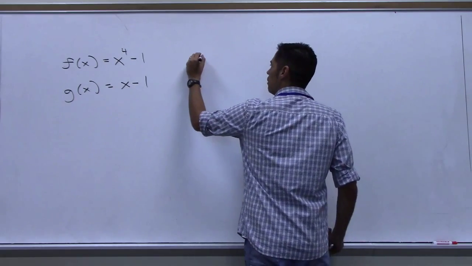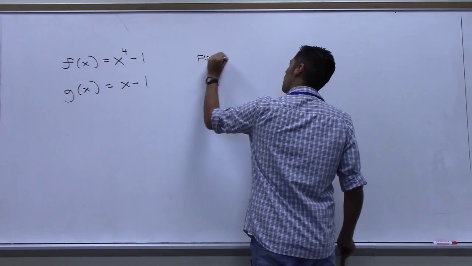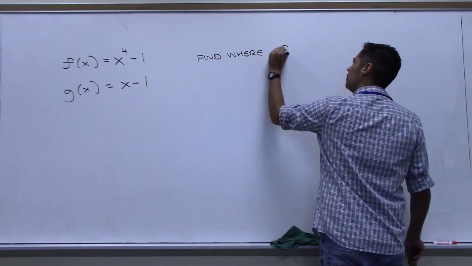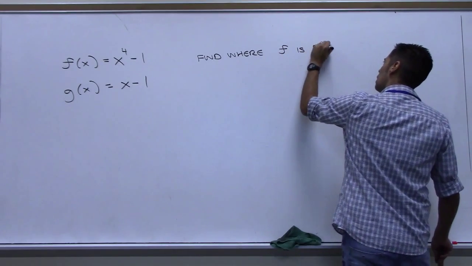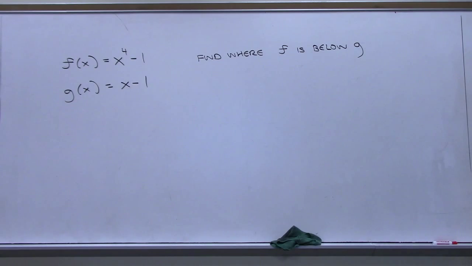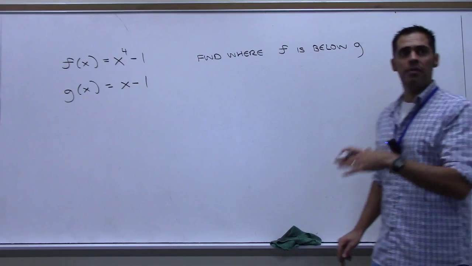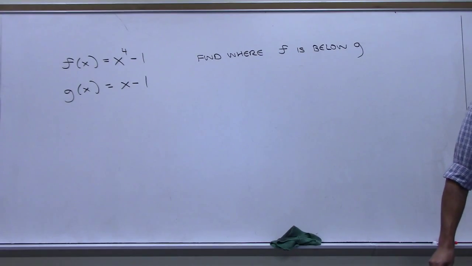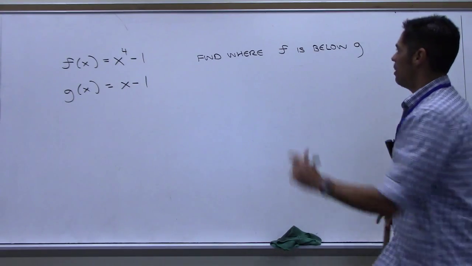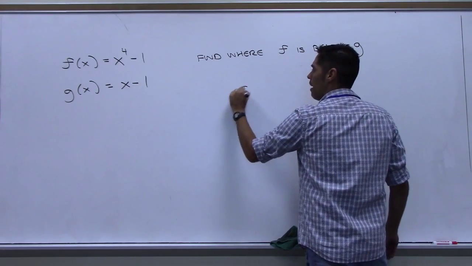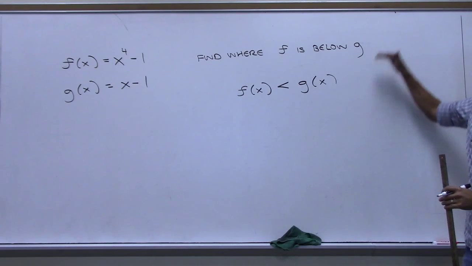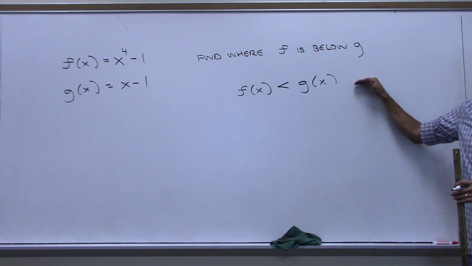Here's the question I'm asking you. Find where f is below g. So if you graph these two, I would like to know where the f function is below the g function. So less than it, right? That's what it means to be below it on the graph. So really what this question translates into is to find out where f of x is below g of x, yeah? That's the translation of the question into the math. Do you agree? Yes. Okay.